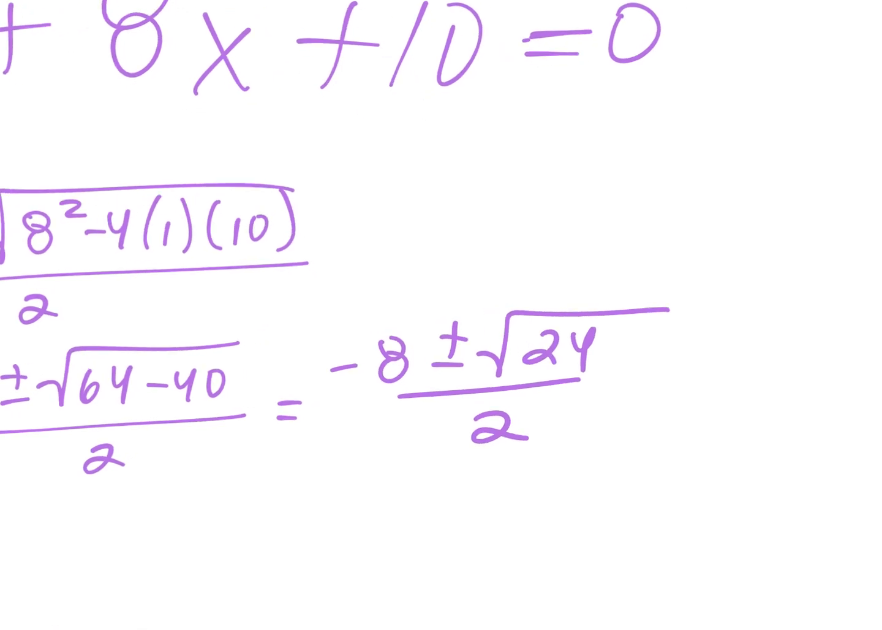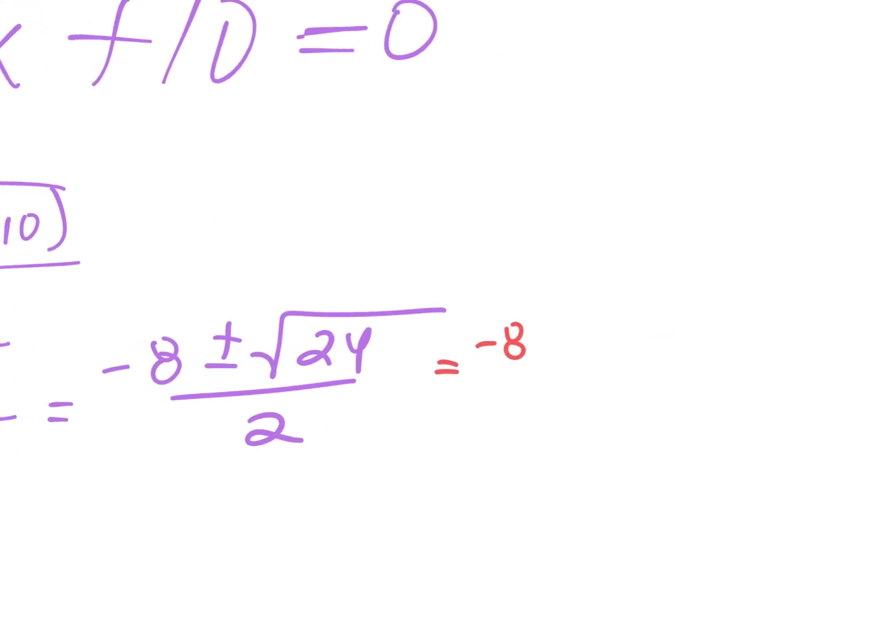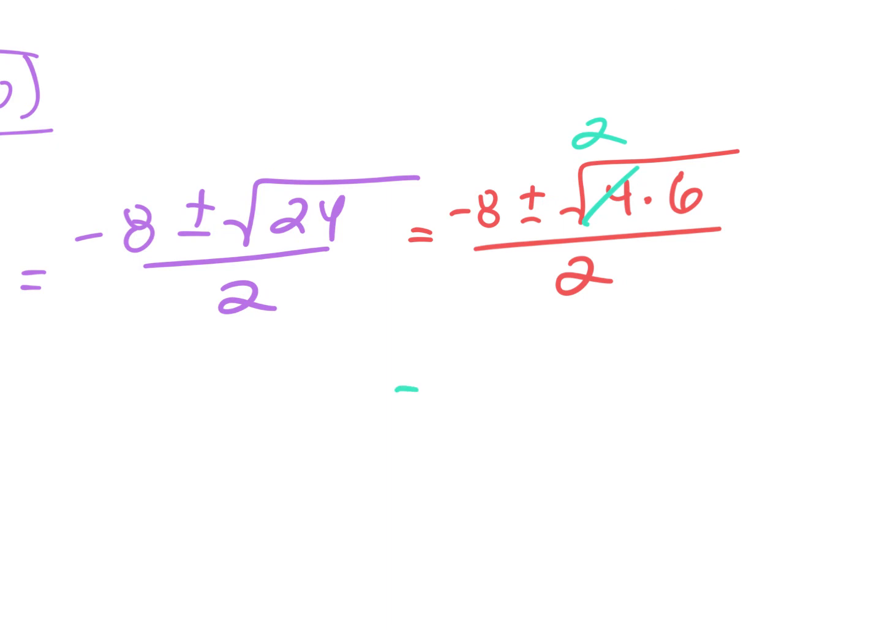So let's think about 24. I can break down 24 into what? Like 4 times 6? Gotcha. You're fine. Now what happens? Square root of 4 is 2. So look, guys, this comes out to be negative 8 plus or minus 2 root 6 over 2.